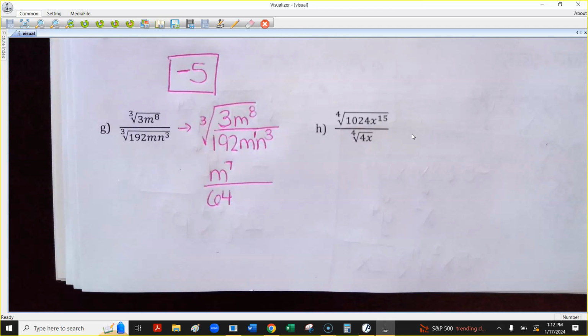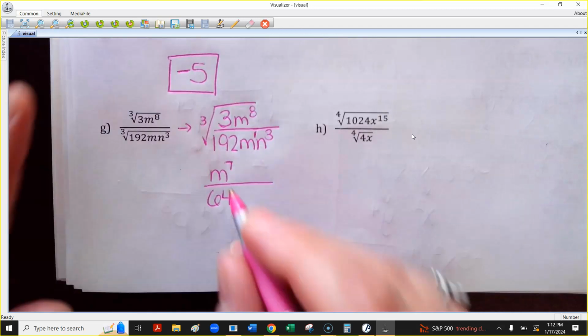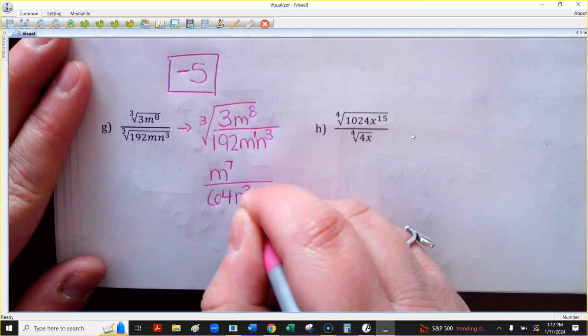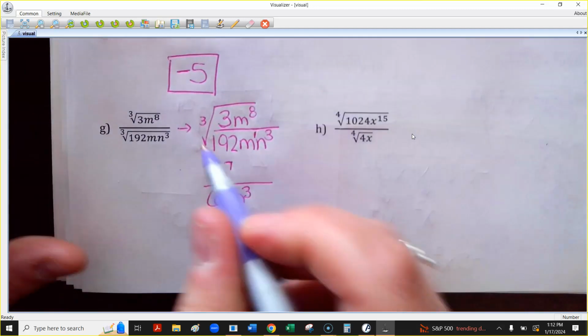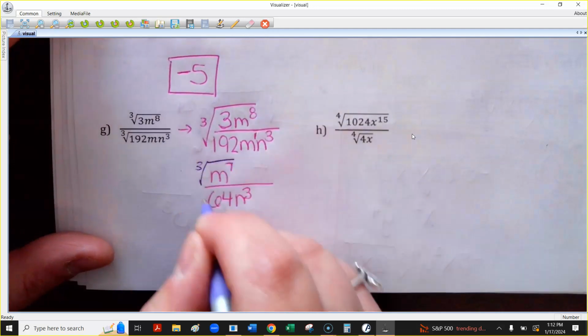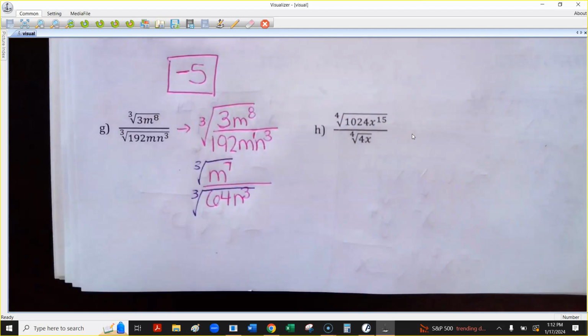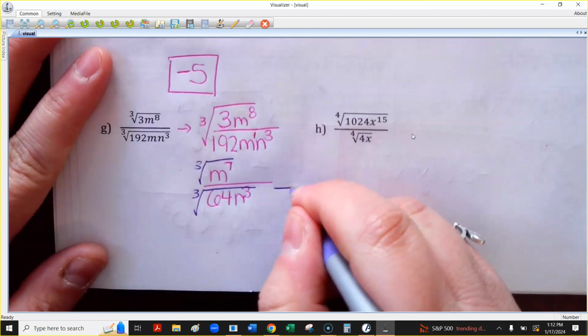Okay, now there's no n's on the top at all, so nothing's going to cancel there. So I'll just leave n to the 3rd on the bottom. Now, I did not take a cube root. All we were working on there was simplifying. And so the bottom of this is actually a perfect cube root.